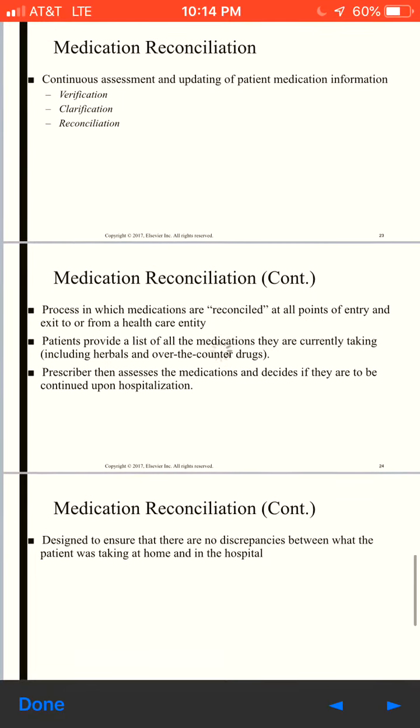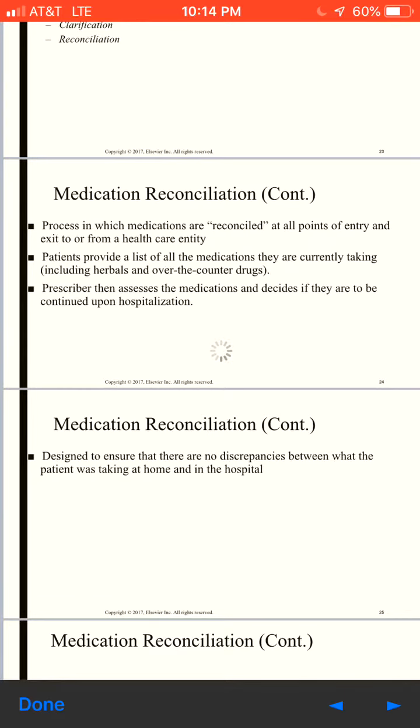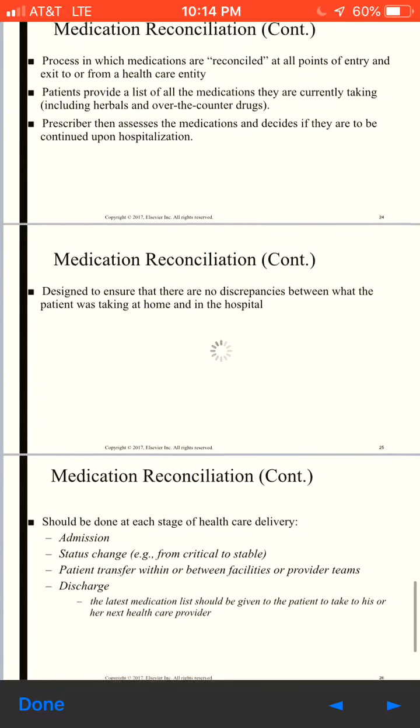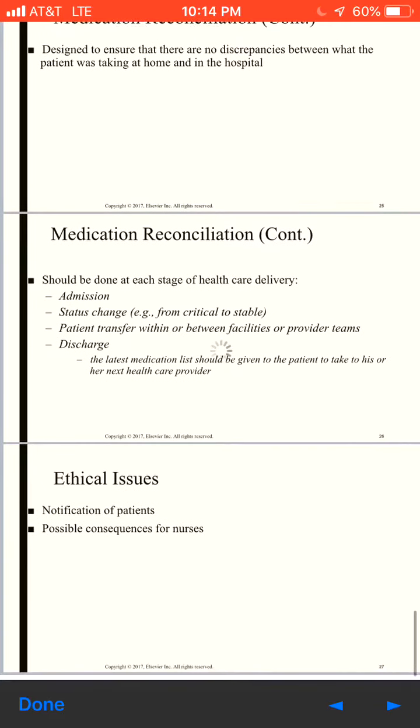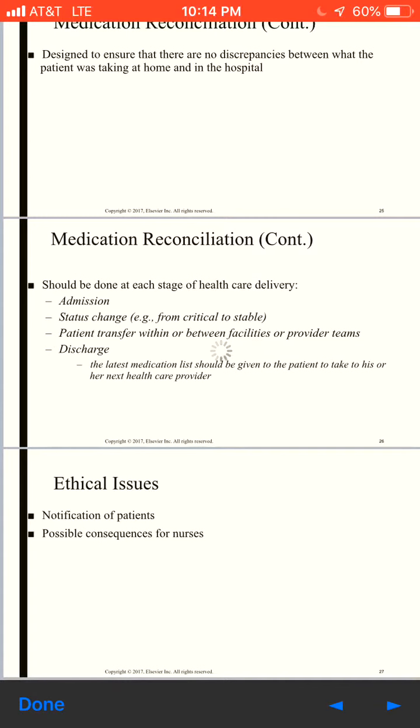Medication reconciliation happens anytime a patient is transferred from one floor to another, or is a new patient in an office. You want to make sure that the information is correct and up to date. You should always do it at admission, anytime there's a status change, and then upon discharge.